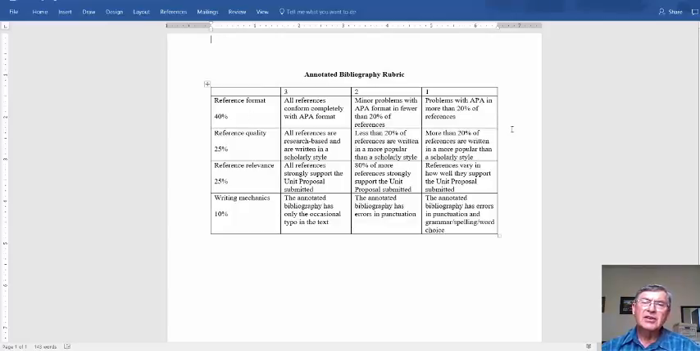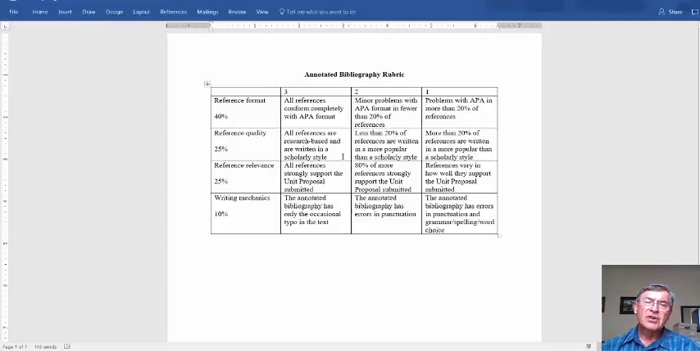Now, if this annotated bibliography is worth 100 points, then you could lose up to 40 points for poor APA format. So make sure you get it right. If you want to have me look it over before you submit it, I'm happy to do that.